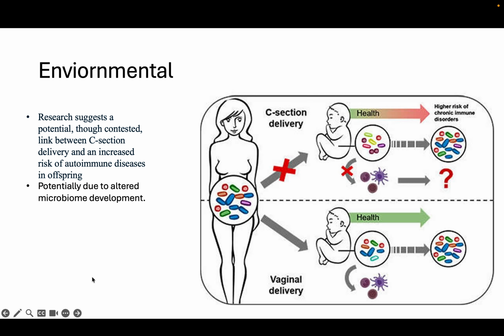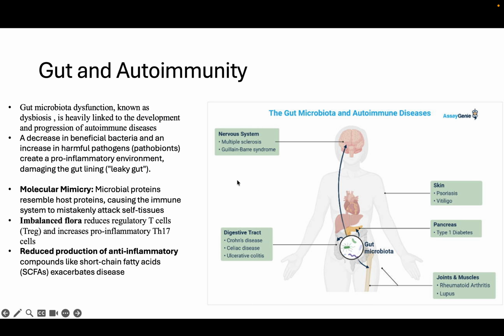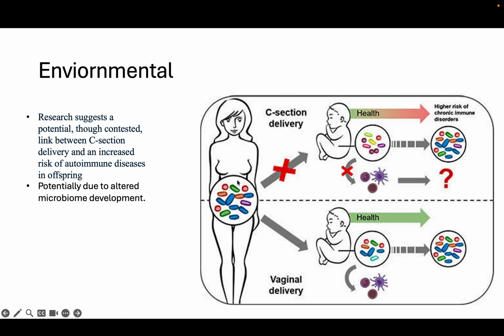This is how, for example, the gut and the way you're delivered are related to each other. Because if you're delivered by C-section, you have a different type of bacteria. Most of them are more pro-inflammatory, while in vaginal delivery you have healthier bacteria that are not that inflammatory.